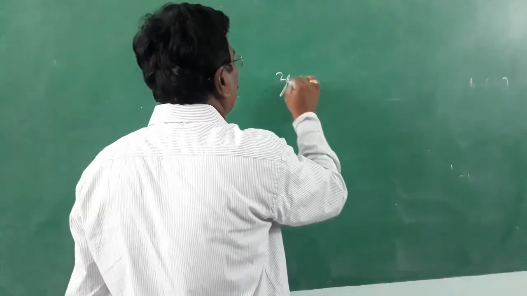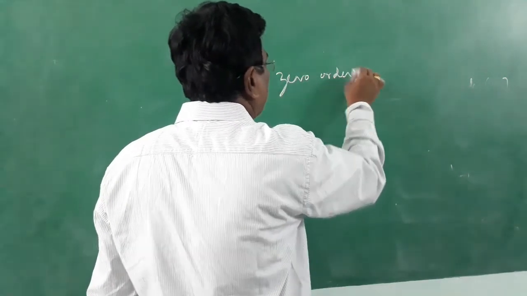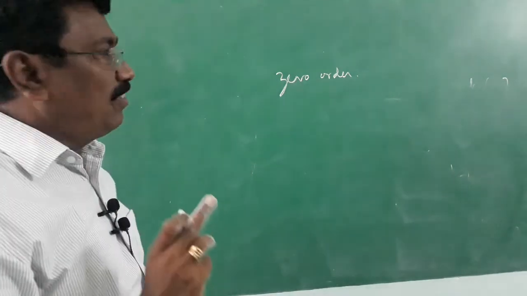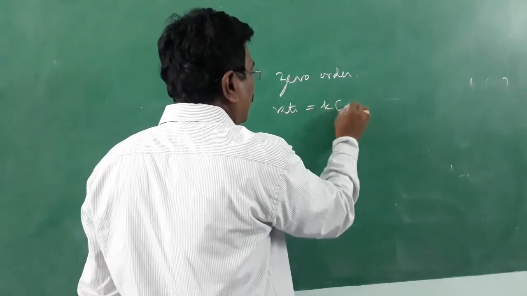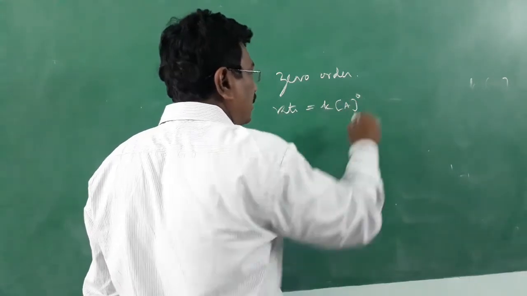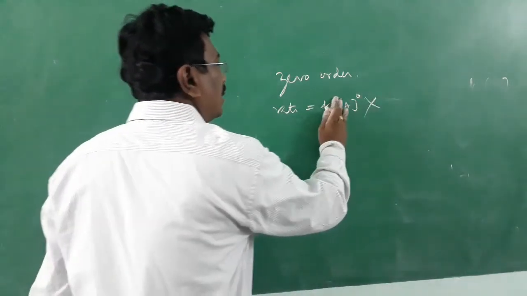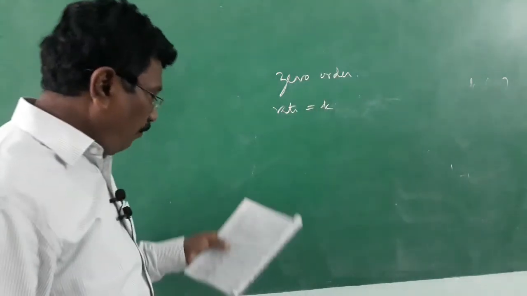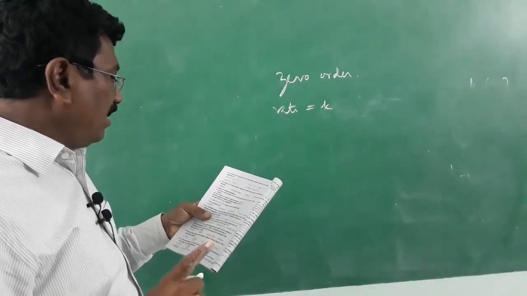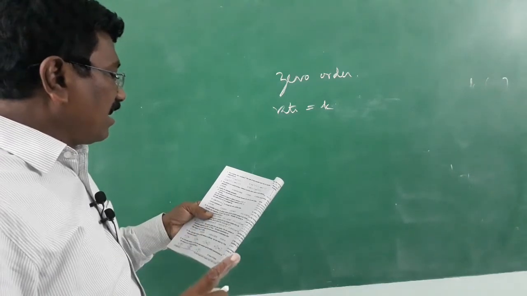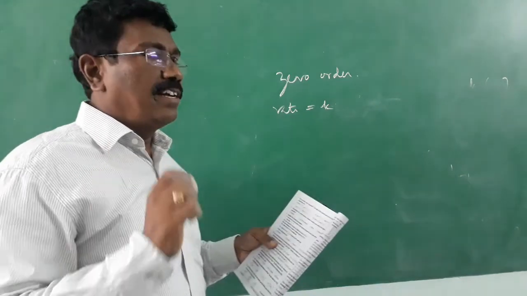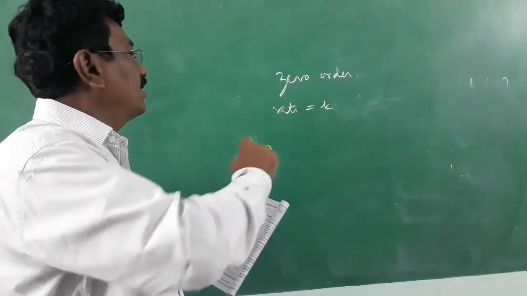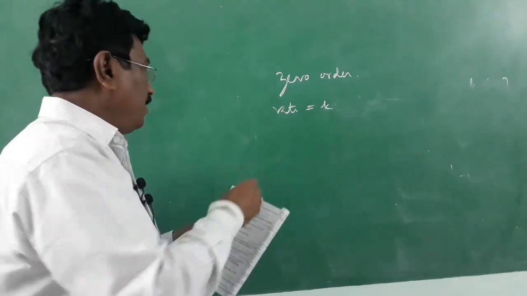No. Zero order reaction means it is independent of... see, only half-life period is directly proportional. Don't get confused. For a zero order reaction, the rate is equal to rate constant into molar concentration of A to the power 0. It is independent of the initial concentration. And therefore, for a zero order reaction, increase in concentration of the reactant will not have any influence. Rate will not depend on the concentration of reactant. That is zero order reaction. Therefore, first statement is wrong.